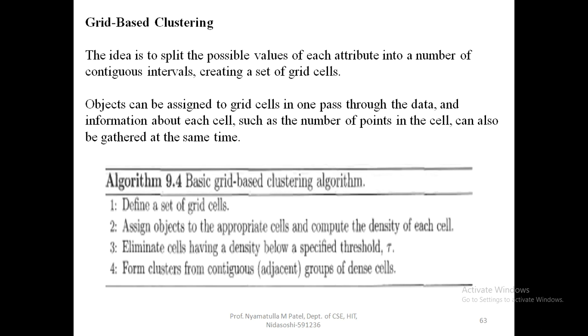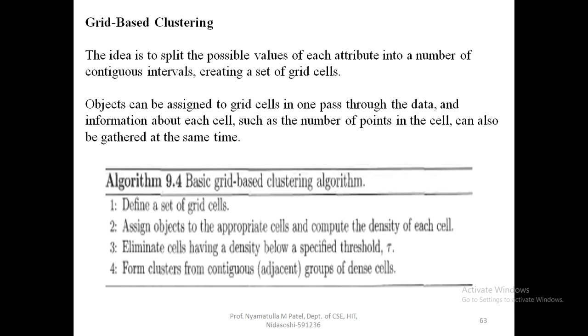In grid based clustering, the idea is to split the possible values of each attribute into a number of contiguous intervals, creating a set of grid cells. So, here we take each attribute and split its different possible values into a number of contiguous intervals, creating a set of grid cells. Each object can be assigned to a grid cell in one pass through the data.